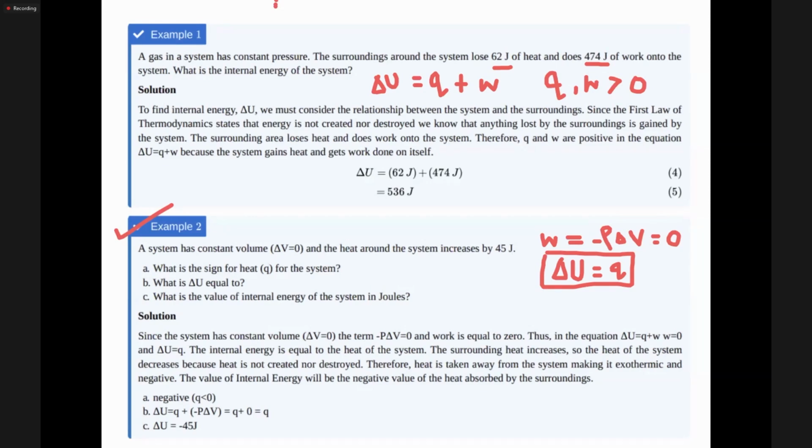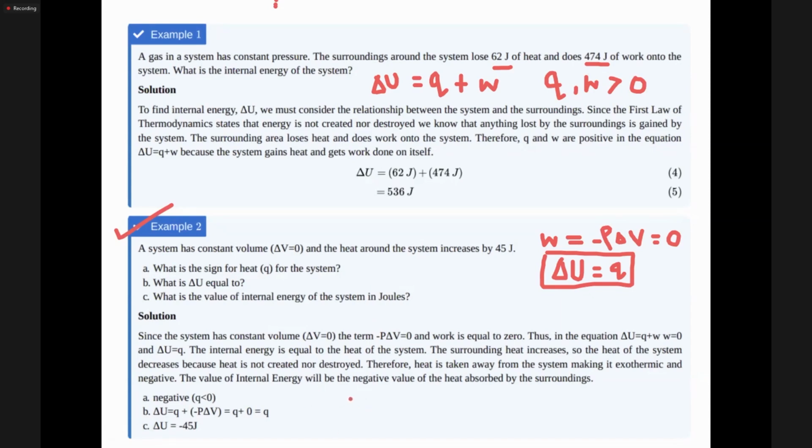Therefore, the heat is taken away from the system. That makes the process an exothermic process. And then because the heat is taken away from the system, the sign of the heat will be negative for the system. So Q is equal to minus 45 joules. The value of the internal energy change will also be negative. That is the negative value of the heat absorbed by the surroundings.